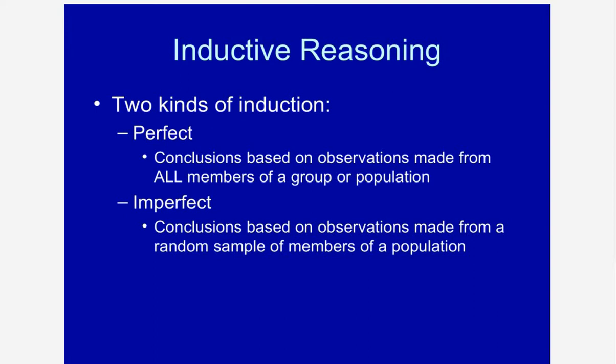Again, you must realize that I can't make a perfect inductive reasoning conclusion, and we should therefore accept an imperfect one. Because if I make conclusions based on observations made from all members of a group or a population, that's perfect, because we have made observations on all of them. But if I conclude based on observations made from a random sample of members of a population, that's not perfect, because I am concluding based on a sample.